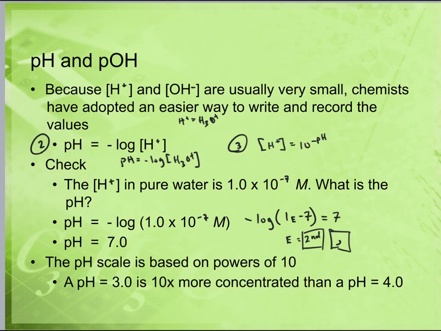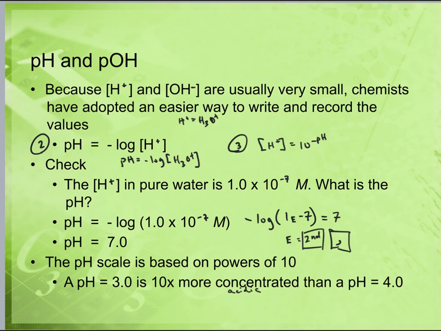The pH scale is based on powers of 10. And this is usually one of the more confusing things for students to pick up on at first. A pH of 3 is 10 times more concentrated in terms of acidic. It's 10 times more acidic, we should say, than a pH of 4. Okay, it's not 1 times more concentrated. That doesn't make sense, even though they're 1 unit apart. They're 10 times more concentrated, and each number you move down is 10 times more concentrated.